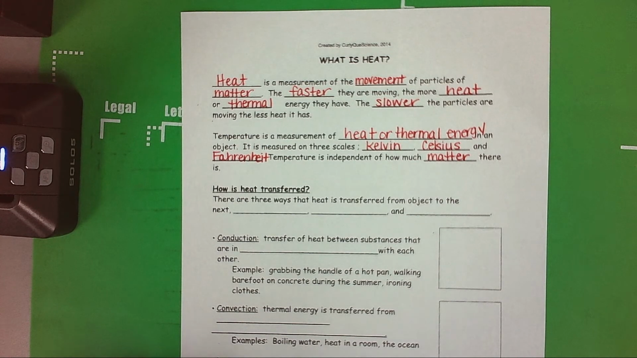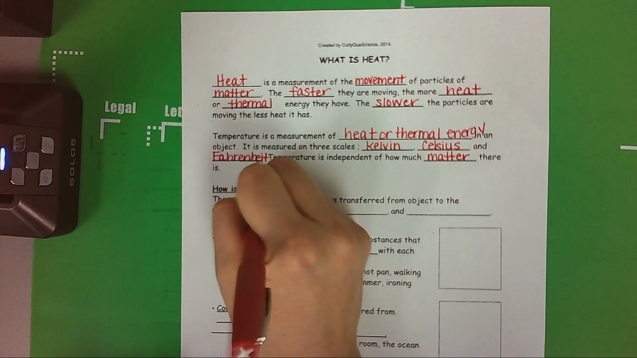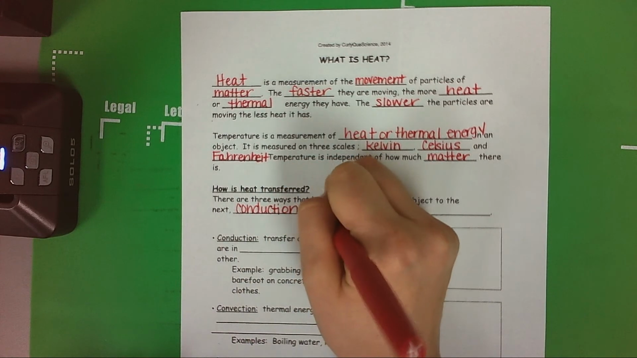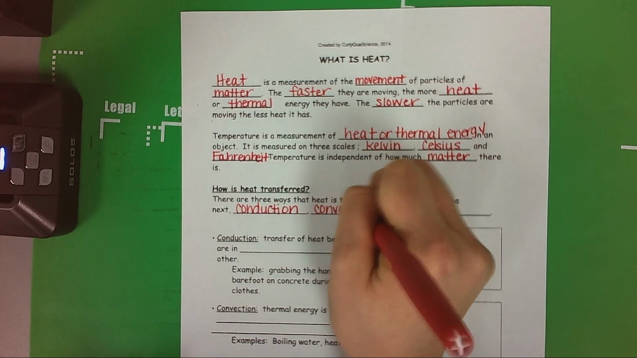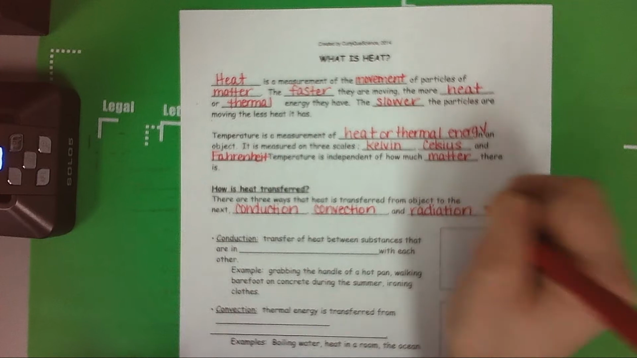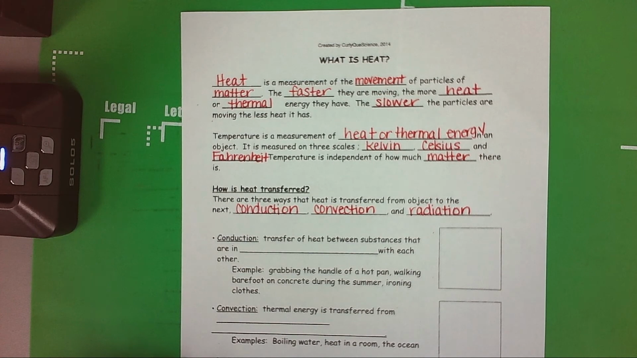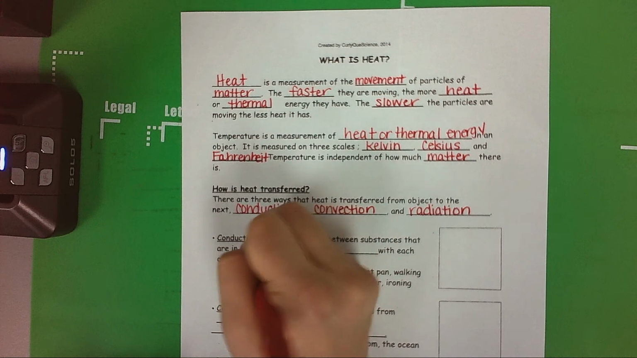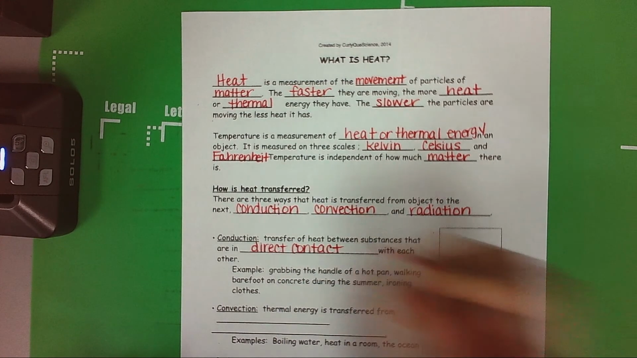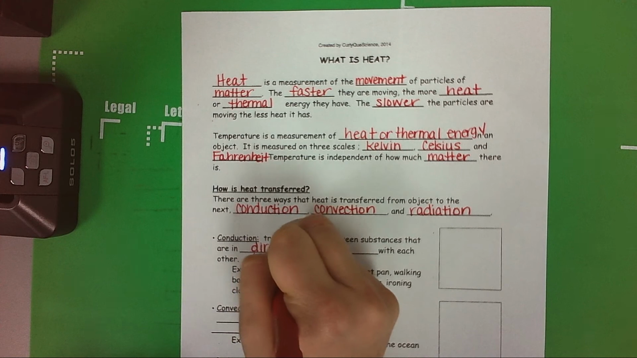How is heat transferred? There are 3 ways that heat is transferred from one object to the next: conduction, convection, and radiation. Conduction is the transfer of heat between substances that are in direct contact with each other. Okay, this also means that they are touching.